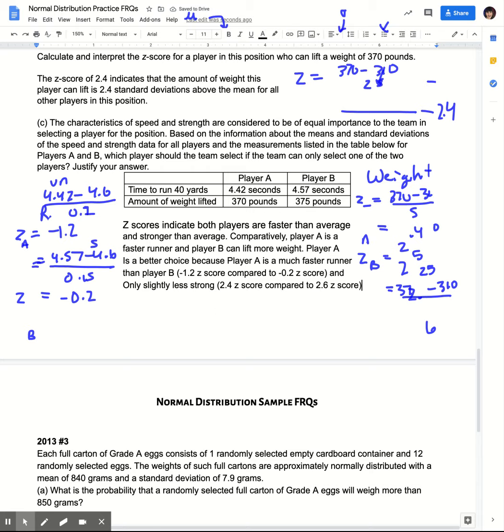Okay, in order to get all of the points for the justification, essentially what you needed was this last part here, right? That you used the z-scores, the adjusted stats here, in order to accurately compare these two players.